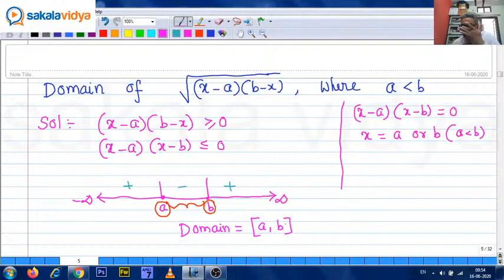Understood now? Yes, if any condition is given, only we should do like this. Right now?